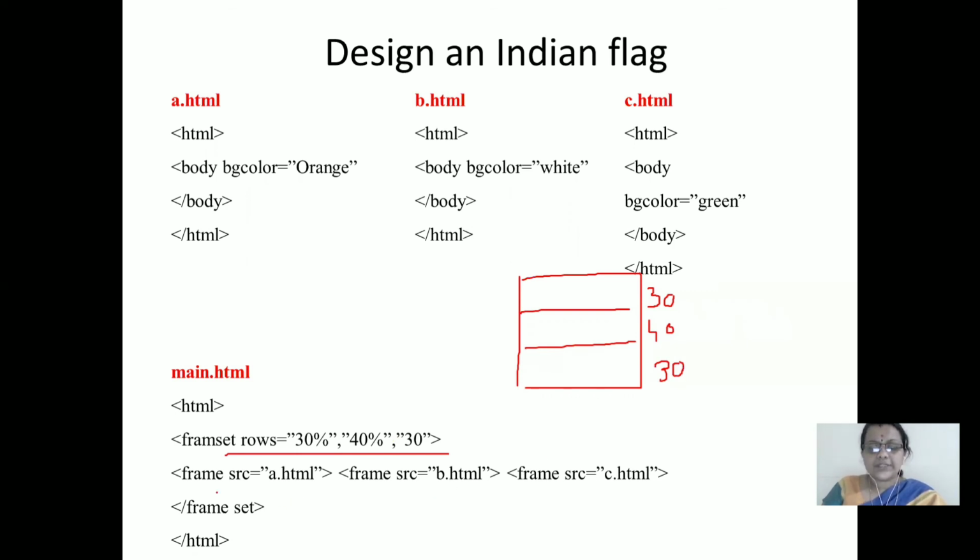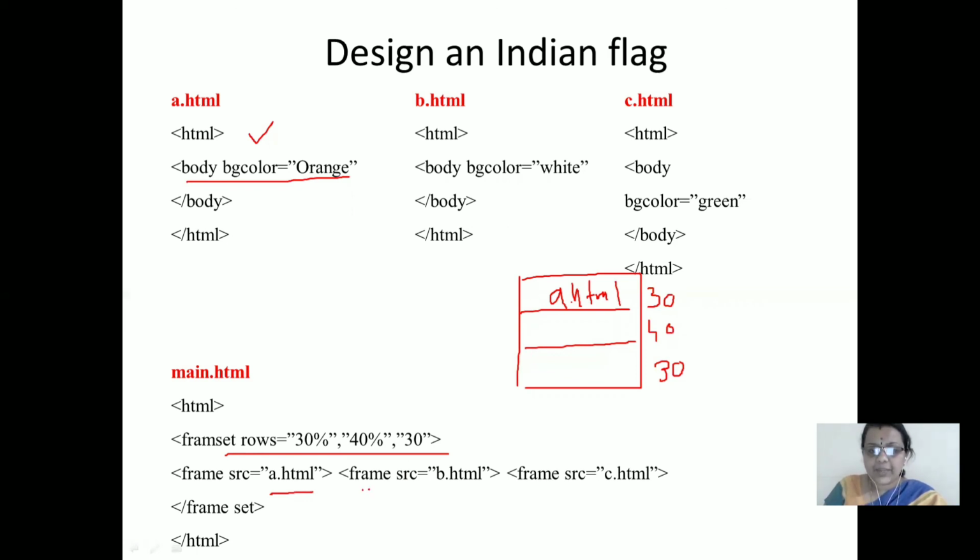And for the first frame, the src is a.html. So what happened, it invoked a.html. In a.html, what I did is just give the bgcolor as orange. So in my first frame I called a.html, so here will come a.html with orange color. So orange color will fill here in this first frame.